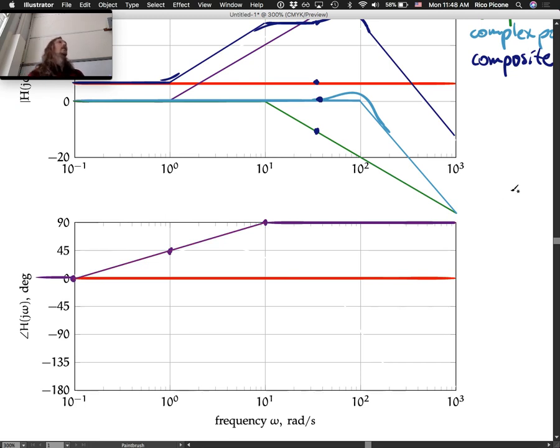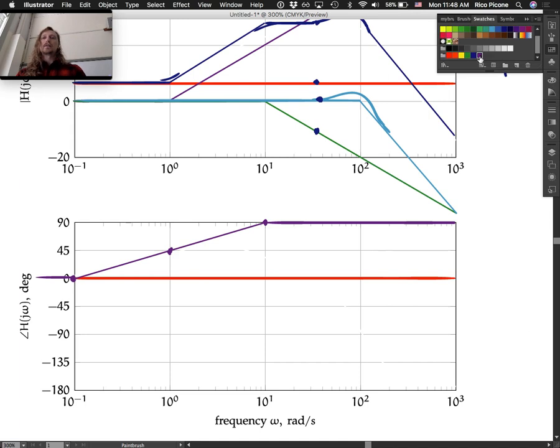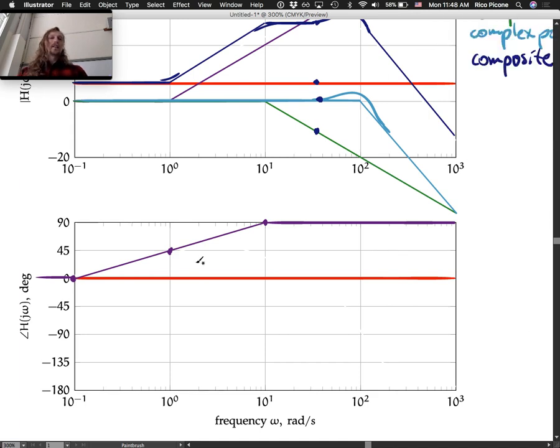The real pole has the opposite contribution. So our real pole is green. Its break frequency was at 10 to the 1, right? 10. So we start at 0 one decade before the break frequency. At the break frequency, it's at negative 45. And one decade above, it's at negative 90. So with a straight line in between, and flat at negative 90 thereafter.